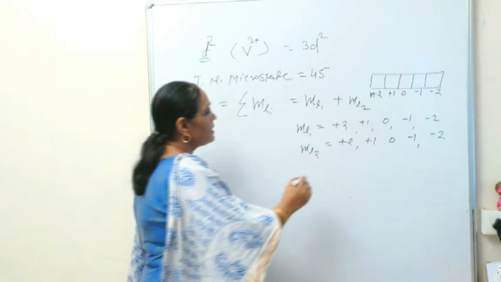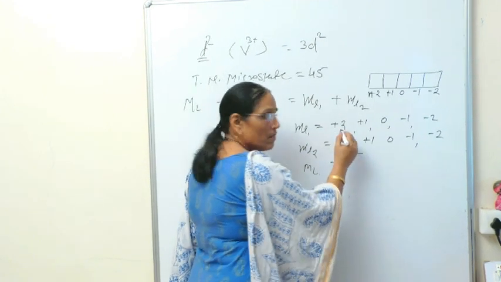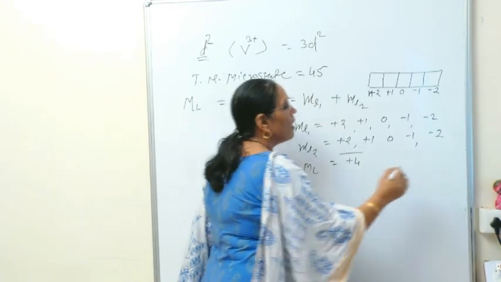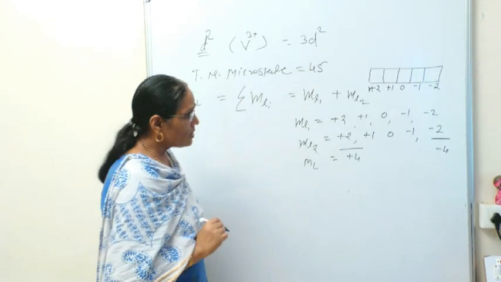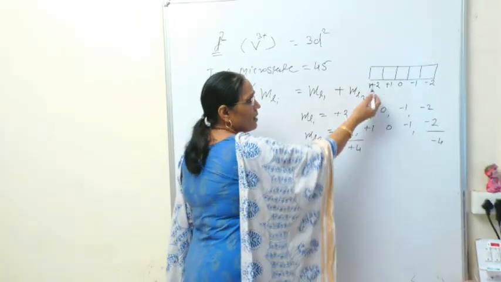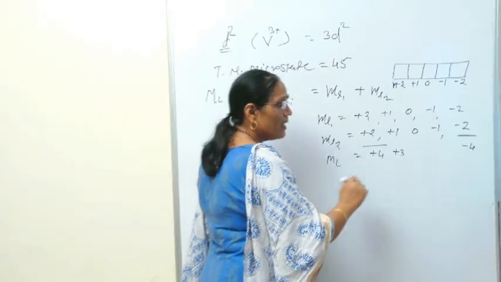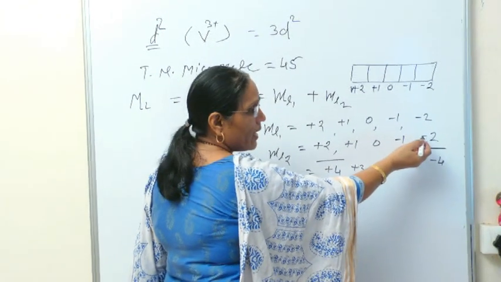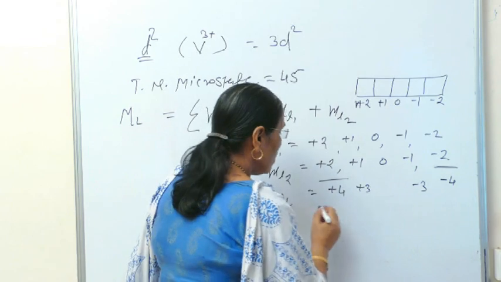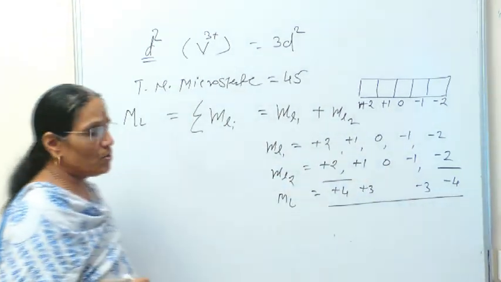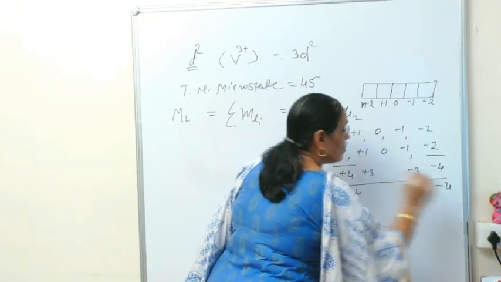So the highest possible total ML value is 2 + 2, that is +4, and the lowest possible value is -4, and all the middle values are possible because we can place one electron in ml +2 and the second electron in ml +1, so the +3 value is also possible. Similarly, we can place one electron in -2 and the other electron in -1, so -3 is possible. So the range of total ML values, the total orbital quantum number values, is from +4 to -4.